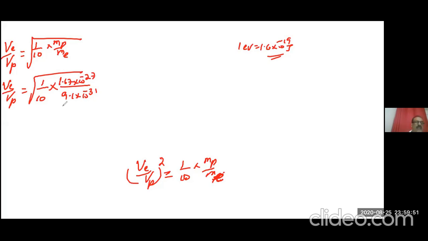If you're solving it, your final answer will come, V by Vp is equal to, you can check it later and tell me, this will be 13.25. This is the ratio. Here, velocity of the electron is greater than velocity of the proton, because velocity of the electron is 13.25 of velocity of proton.